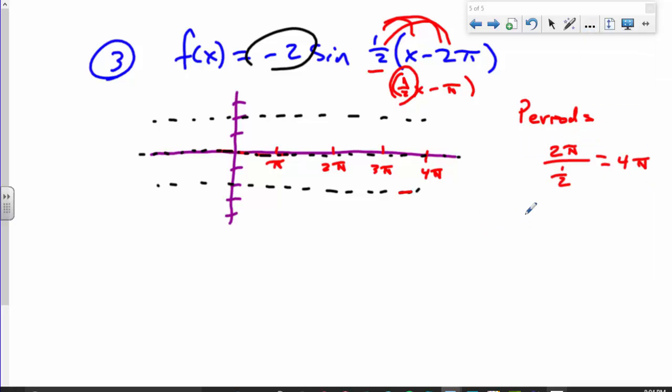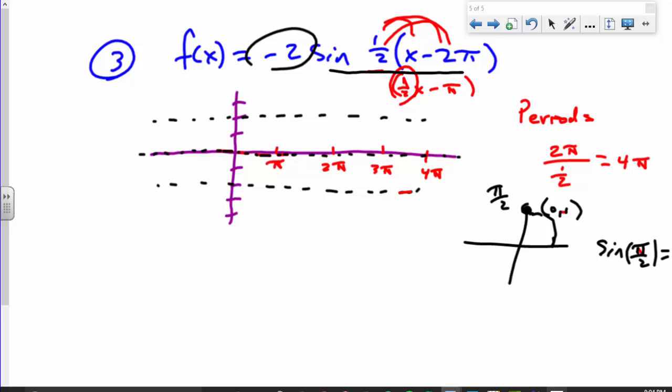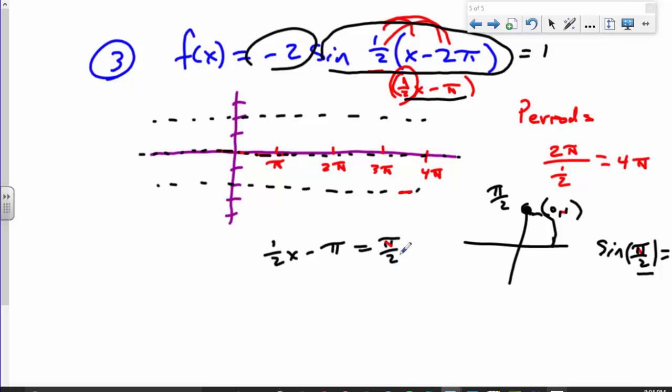Okay, let's keep the black here. We're going to go ahead and look at this unit circle. Again, at this top here, this angle is what? It's pi over 2. So we know this coordinate is (0, 1), and then of course the sine of pi over 2 is 1. I want this to also equal 1. So I will make the inside of this right here be the same thing as pi over 2. So we'll make an equation out of it. We'll say 1/2 x minus pi is equal to pi over 2.